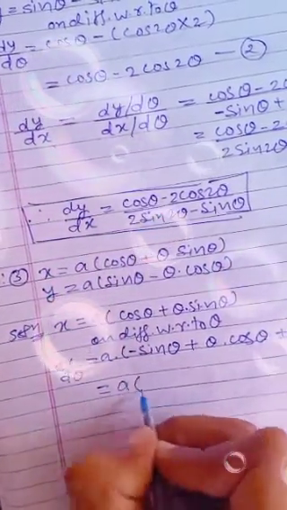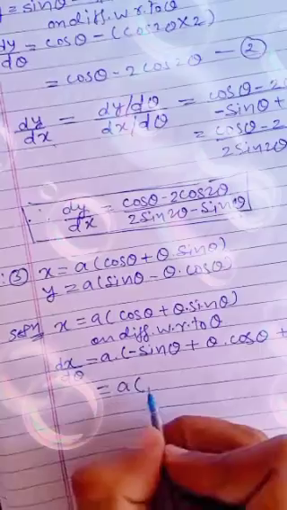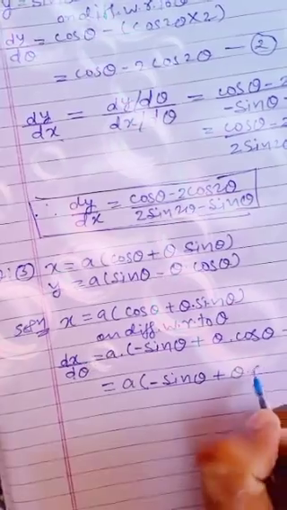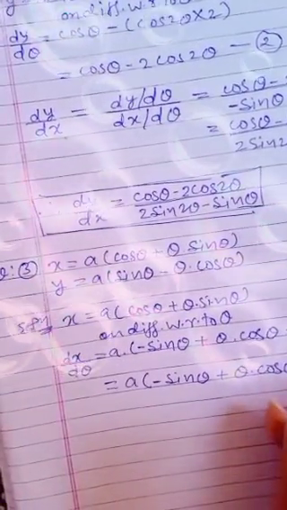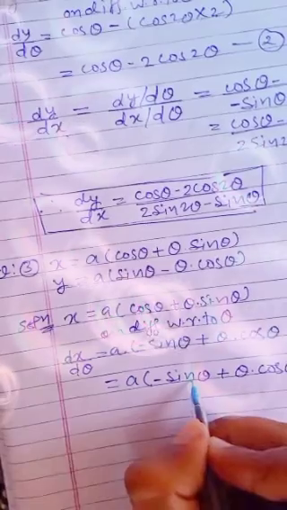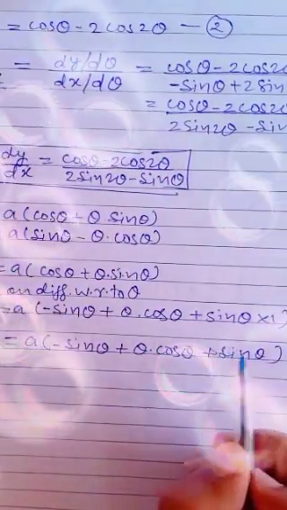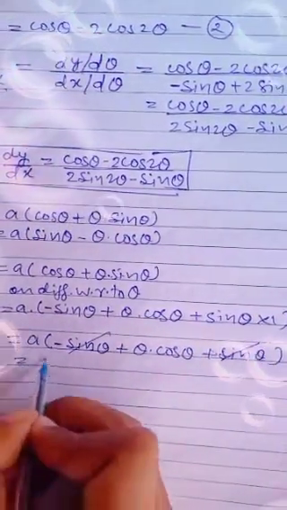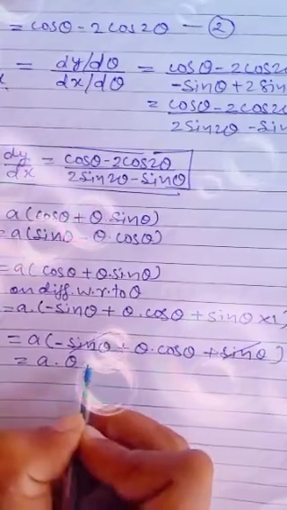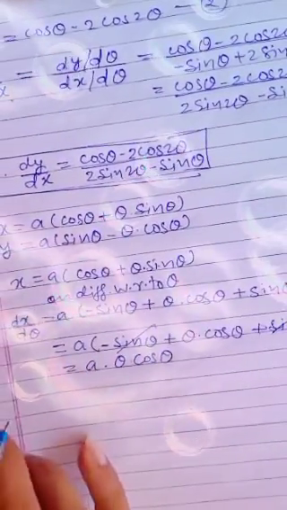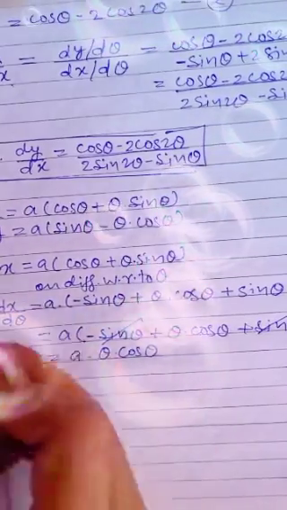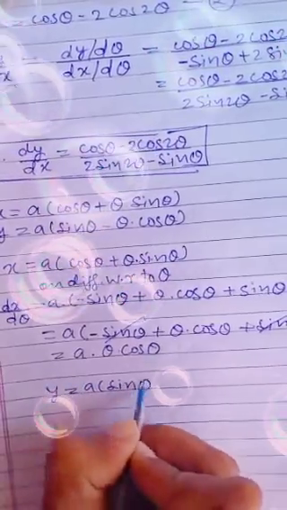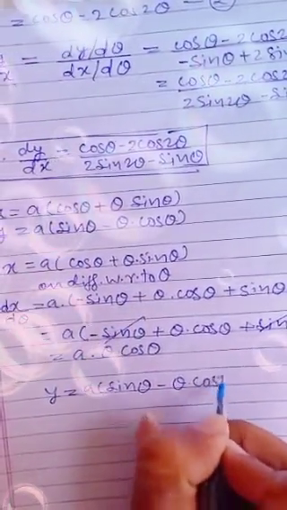So what you can write: a, in the bracket minus sin theta plus theta cos theta plus sin theta. You can see this is negative sin theta and this is positive sin theta, so positive and negative cancel. Now what remains? a multiplied by theta cos theta. Now, taking another equation, that is y is equal to a sin theta minus theta cos theta.